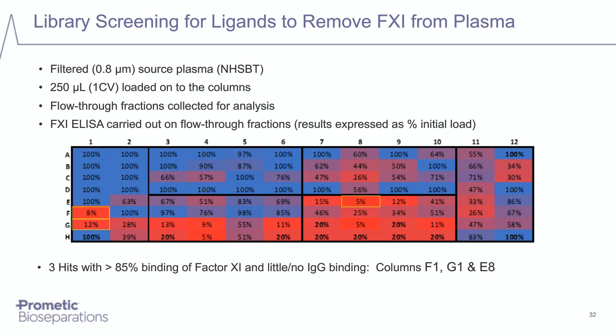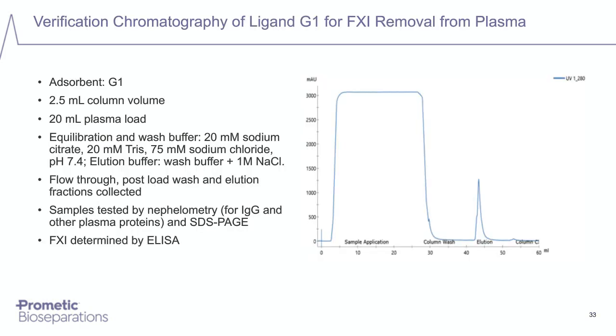So we took one of those ligands, the ligand at the G1 position, and we did a slightly larger scale experiment. So this is in a conventional packed column now, a 2.5 mil column. So we loaded our plasma onto that column, washed it through. You can see a very large flow-through peak, as you kind of expect to see. And then we eluted off the bound protein, and you can see that quite sharp elution peak there. And the factor 11 is all contained in that elution peak. There's very little factor 11 in the flow-through fraction.